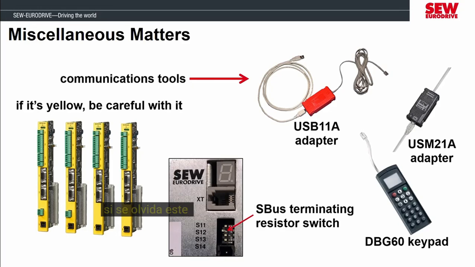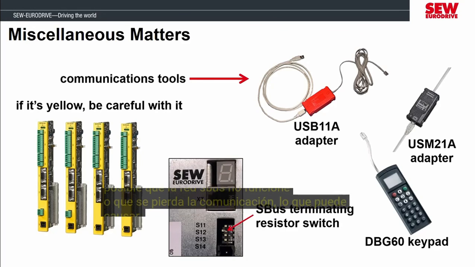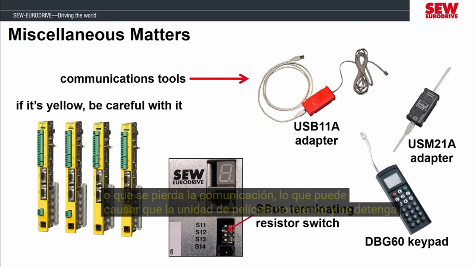If this switch is forgotten, then the S-bus network may not work, or it can drop communication, which may cause the MOVIDRIVE to start and stop sporadically.